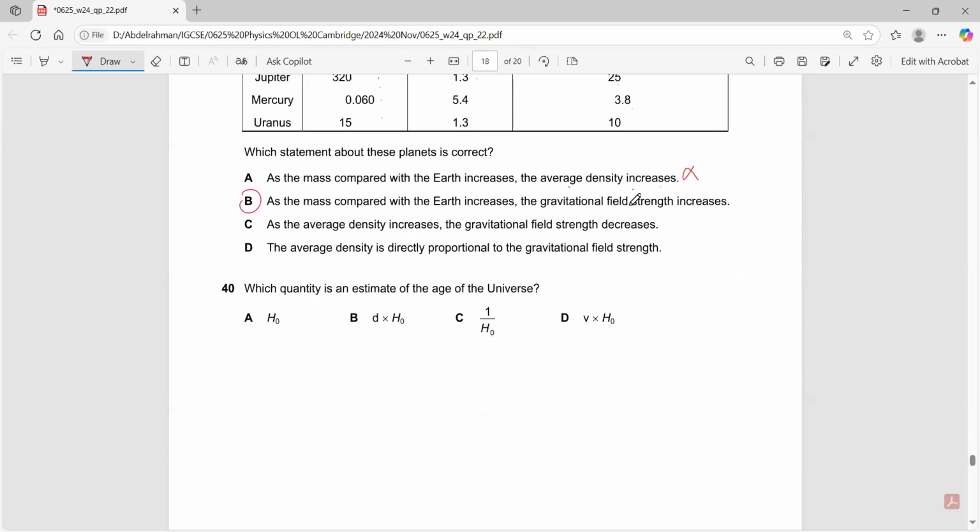Which quantity is the estimate of the age of the universe? 1 over H naught.